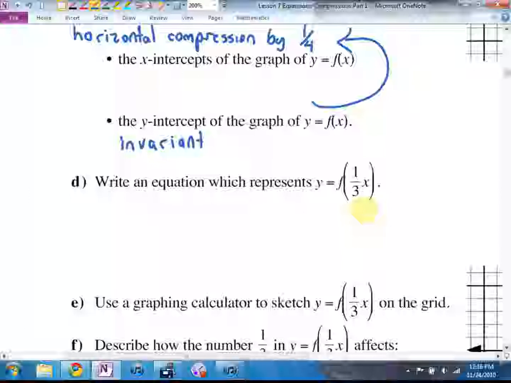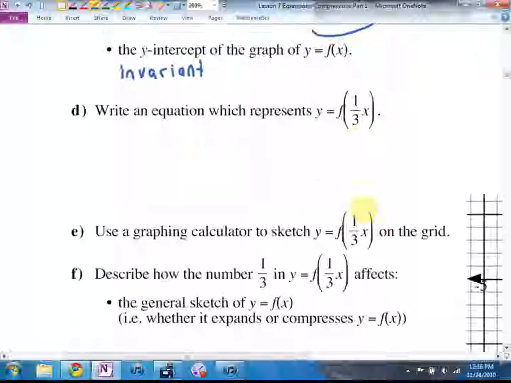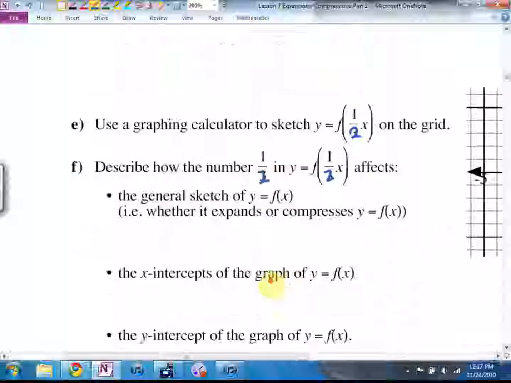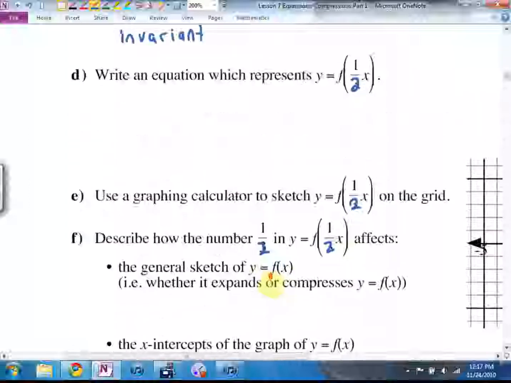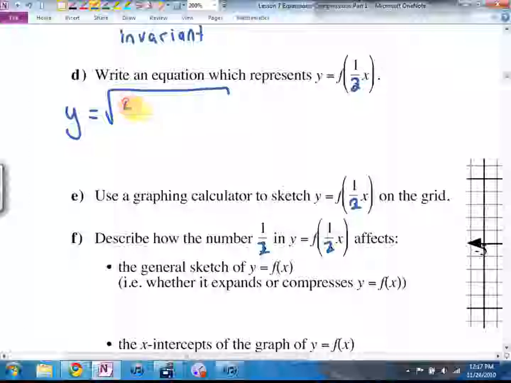D wants us to write an equation which represents 1/3 of x. Change the 3 to a 2, please. Otherwise, we get yucky numbers. So wherever it says 1/3, I'm going to change it to a 1/2 in those 4 locations. Now, if I want to write the equation, it would look like this. Y equals, the big square root would drop down, the 4 would drop down, the minus would drop down, but instead of an x all squared, I'm going to have a 1/2 x all squared.